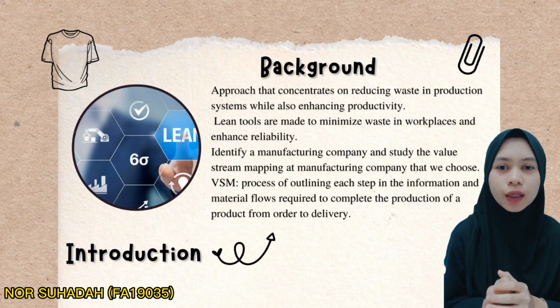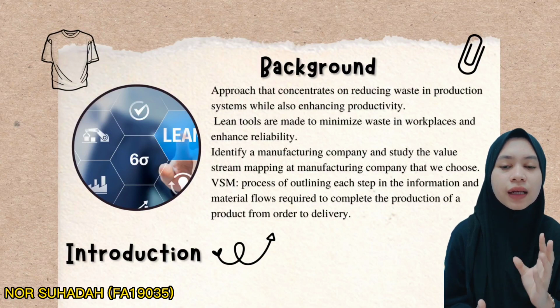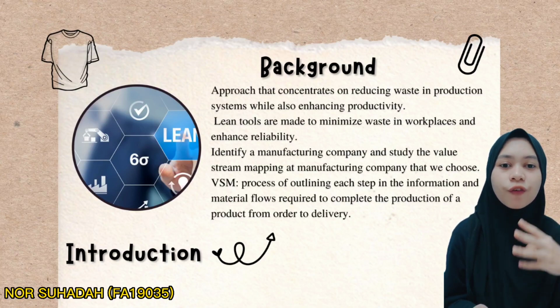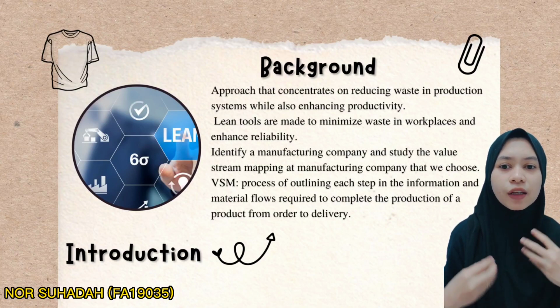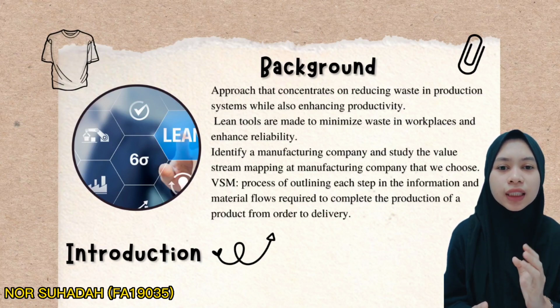Therefore, for this project, we need to identify a manufacturing company and study the value stream mapping at the manufacturing company that we choose. So what is the VSM? VSM is the process of outlining each step in the information and material flow required to complete the production of a product from order to delivery.